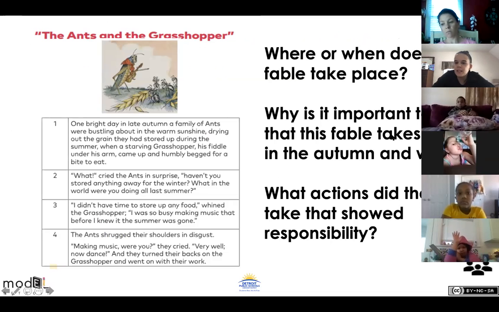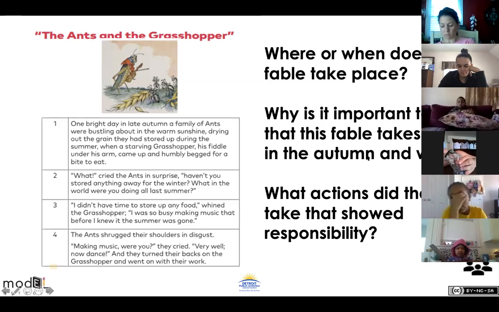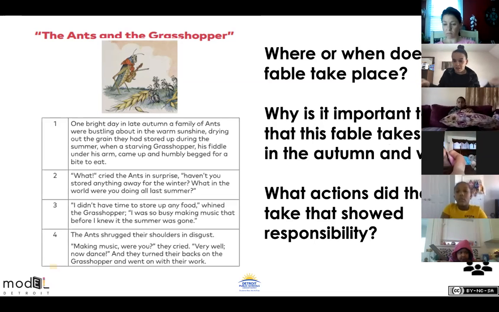Okay, Briella, what happens in the middle? The ants ask the question, and the question is, how come he didn't, weren't you supposed to get your food? Exactly. The ants are like, wait a minute, Mr. Grasshopper, you didn't save any food? Weren't you supposed to do that in the fall and in the summer? He's like, no, I was making music. And then what happens in the end?